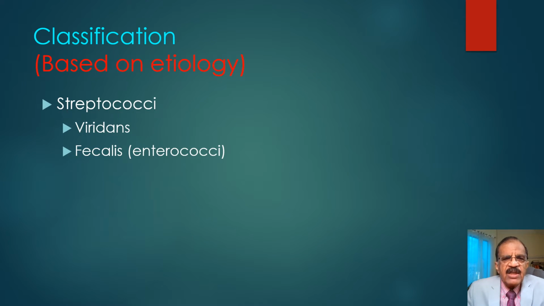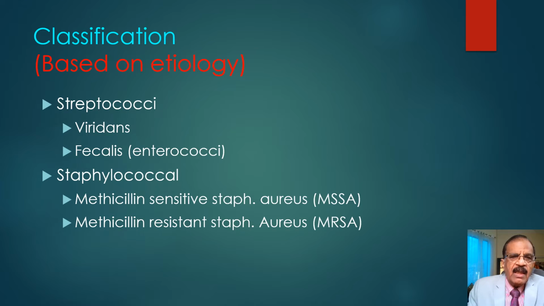Streptococci viridans or faecalis. Mostly viridans, but in some cases it may be faecalis. Both are streptococci, both respond to penicillin-based therapies. Then we have staphylococcal infection. Staphylococci are of two types: methicillin-sensitive Staph aureus.